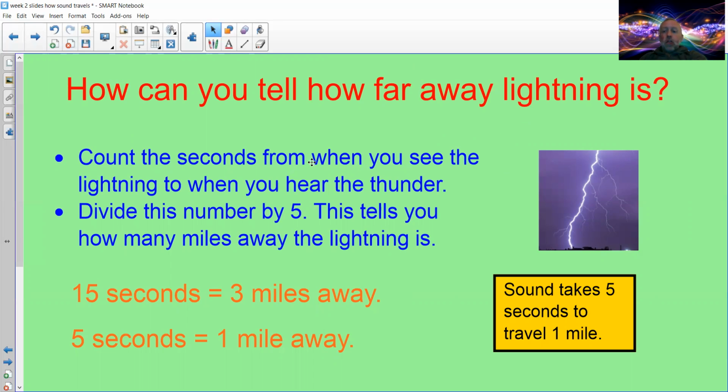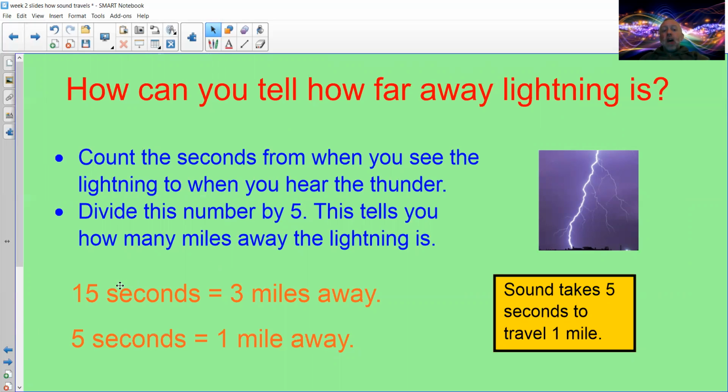First, you wait for some lightning. And then as soon as you see the lightning, you start counting. You count how many seconds from when you see the lightning to when you hear the thunder. So you see the lightning, you start counting 1, 2, 3, 4, 5, and you keep counting until you hear the thunder, and then you stop counting. Then you take that number and you divide it by 5. And this tells you how many miles away the lightning is.